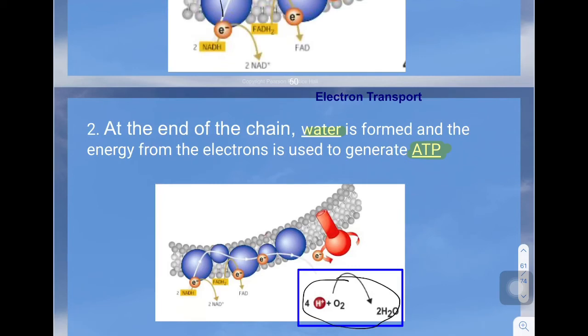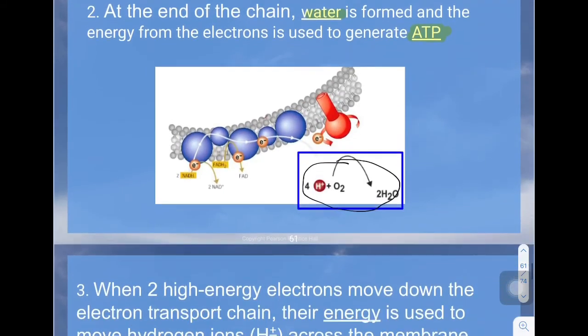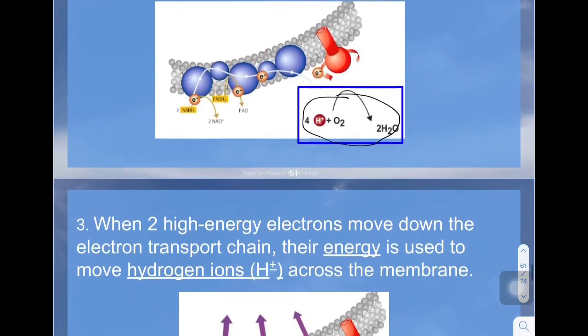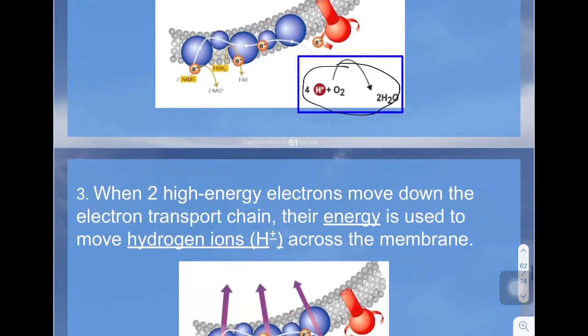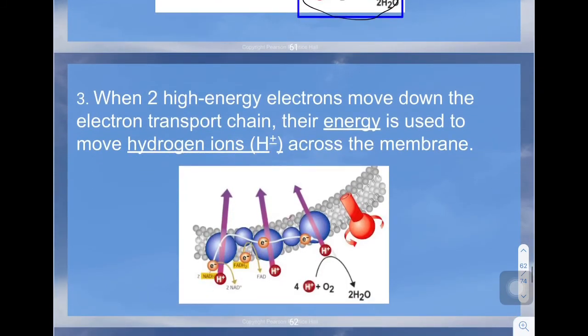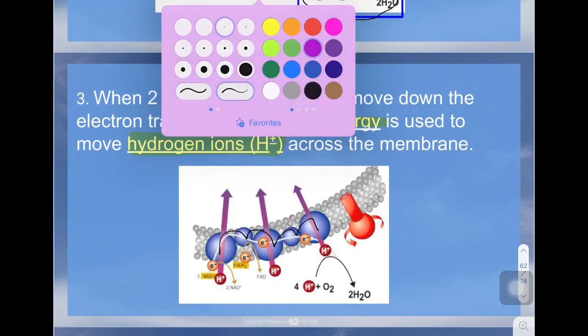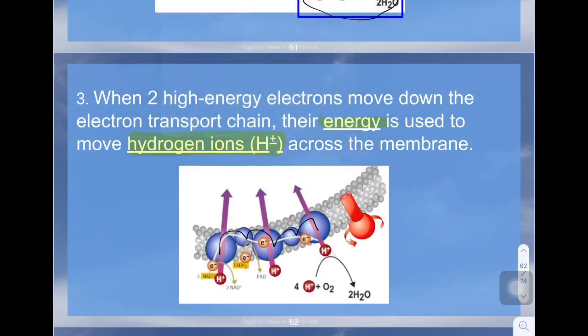So these electrons bounce down, they cause hydrogen to bind with oxygen, which creates our water molecules, and then the extra energy from those electrons is going to be used to move hydrogen ions across the membrane. So this is how the ATP will be generated. So as those electrons bounce down, the energy they release moves these hydrogen ions.